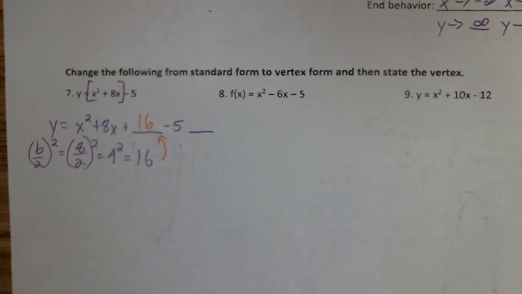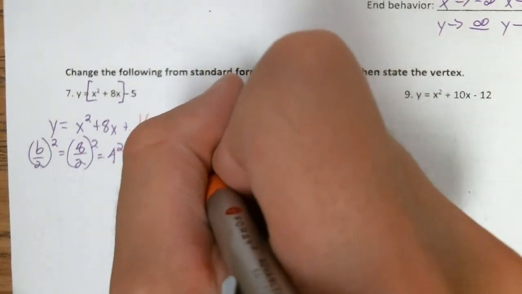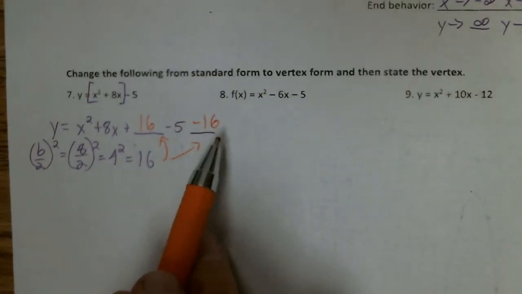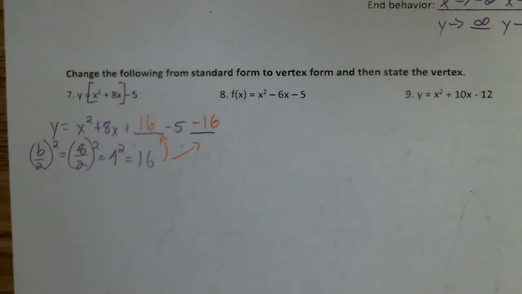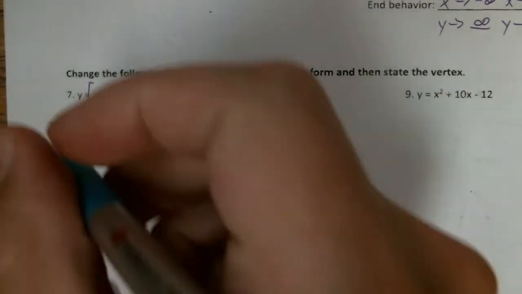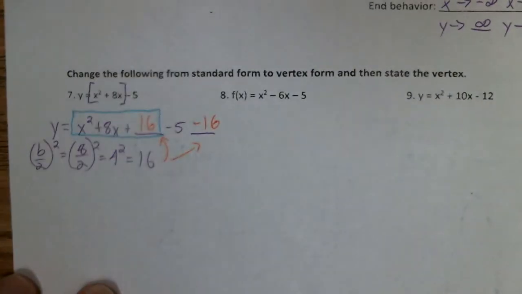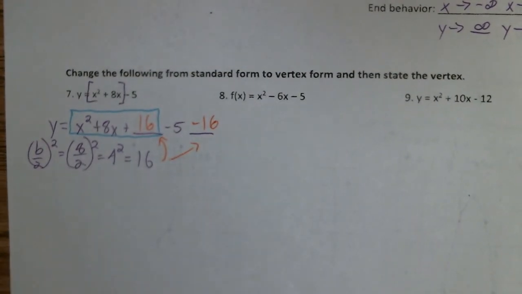I can't do that because now I've changed the equation, so I have to come over here. I have to offset that with a negative 16 so that the 16 and the negative 16 cancel, and I'm right back where I started. Mr. Manice, why in the world did you do that? Why'd you pull a number out of thin air? Well, the reason I did that is so now I can factor this special case perfect square trinomial.